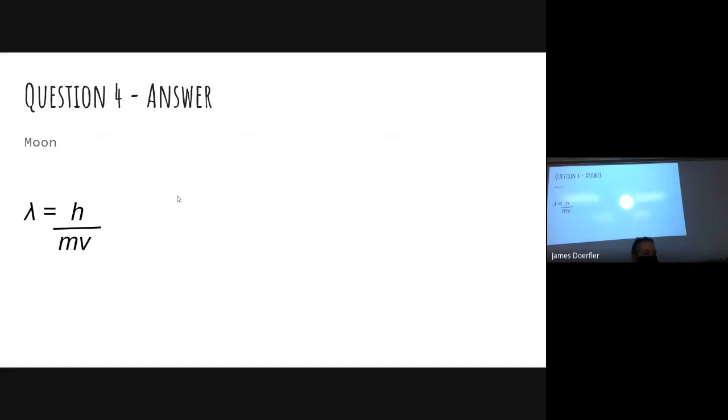It's all based off of the denominator here, the momentum of an object, where the momentum takes into consideration the mass multiplied by the velocity of an object. So, the larger the mass, the smaller the wavelength is going to be. That's why, of those choices, the moon will have the shortest wavelength.